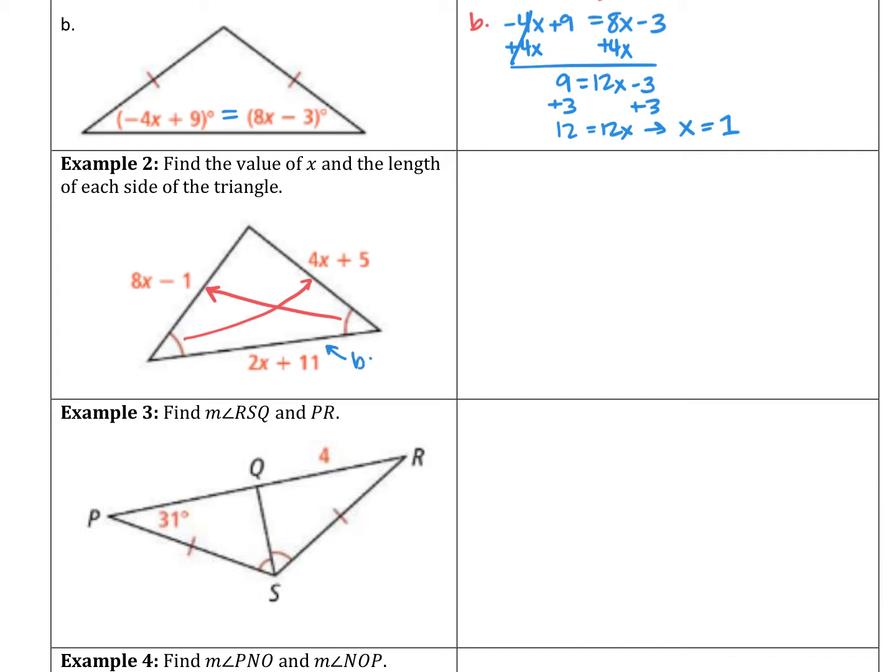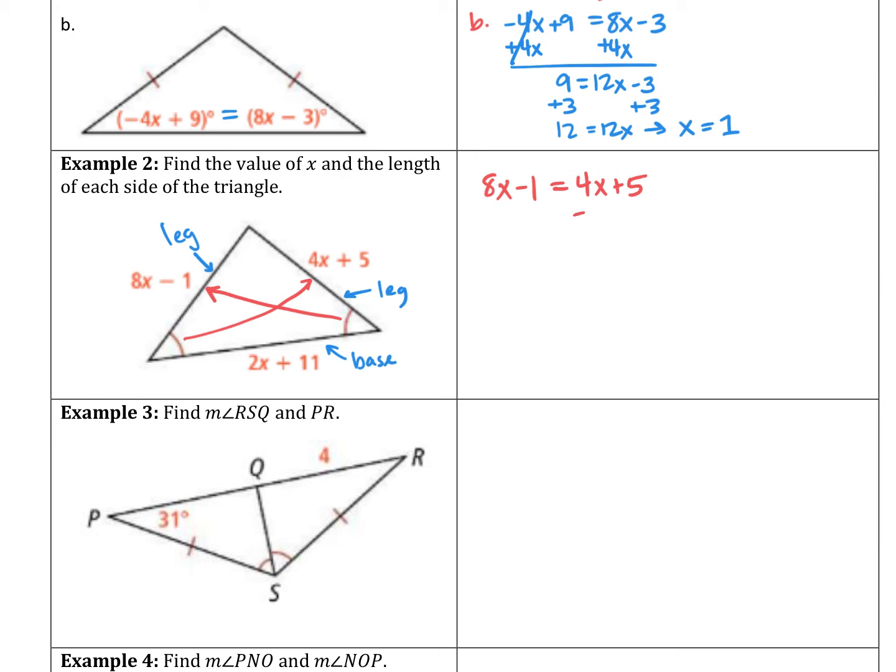This side here would be a base, and that means that this is a leg, and this is a leg, and we know that the legs should be congruent. So I can set up my equation by saying that 8x minus 1 is equal to 4x plus 5. The two legs are congruent.